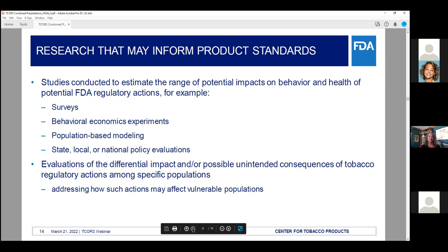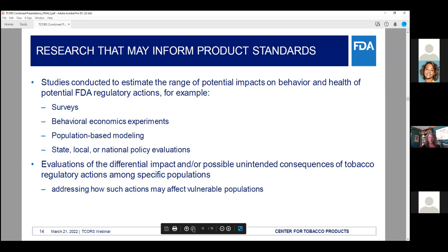Some examples of research that might inform product standard activity include studies that are developed to estimate the range of potential impacts on behavior or health that a potential regulatory action or product standard might have. That might include survey opportunities or research and behavioral economics experiments. It could include evaluations of state, local, or national policies. Again, this is understanding how that regulation, or in this case product standard, might impact public health.